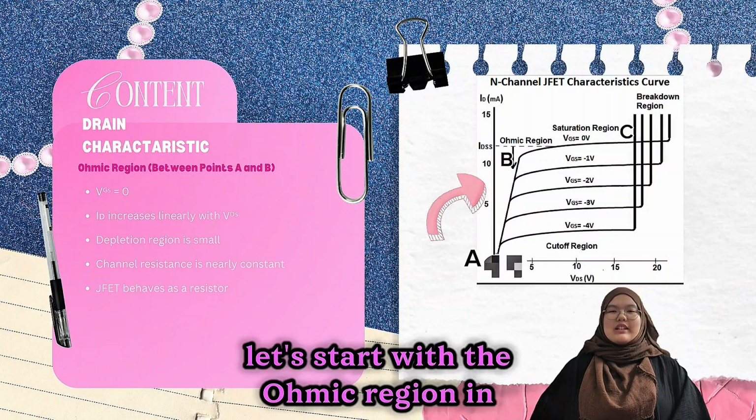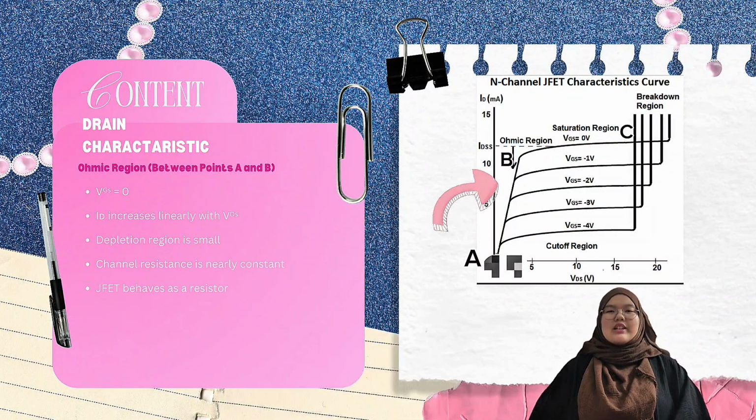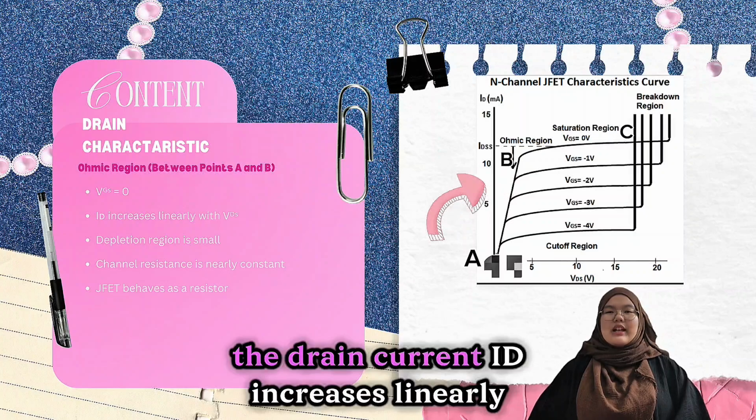Let's start with the ohmic region. In this region, the gate to source voltage VGS is 0. As we increase the drain to source voltage VDS, the drain current ID increases linearly.